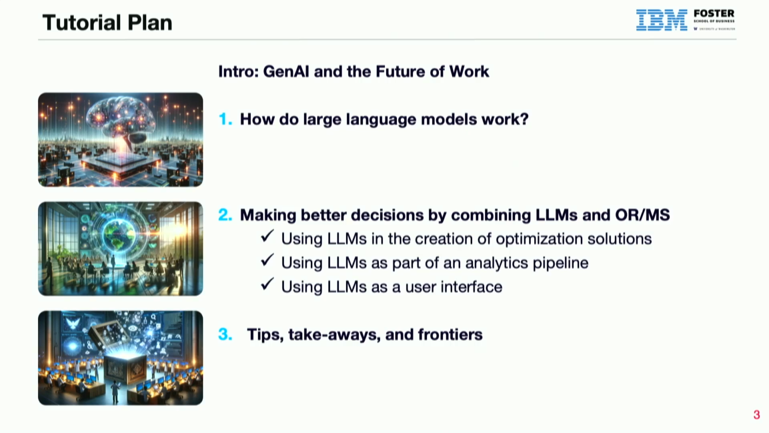So just to give a little outline of the presentation, we'll be giving a background on the underlying technologies of large language models. We'll talk about how we can already today use generative AI to create better analytics and ORMS solutions. And we'll be talking about three primary use cases. Of course, there could be many more. First would be how to use LLMs in the creation of an analytics solution, then using LLM as part of an analytics pipeline, and then how to use LLM as a user interface. And we'll be explaining why this is important. Then towards the end, we'll be talking about some tips, the key takeaways, and frontiers, where we believe the development of generative AI and LLMs can even further help ORMS, and actually also how ORMS can help the development of generative AI.